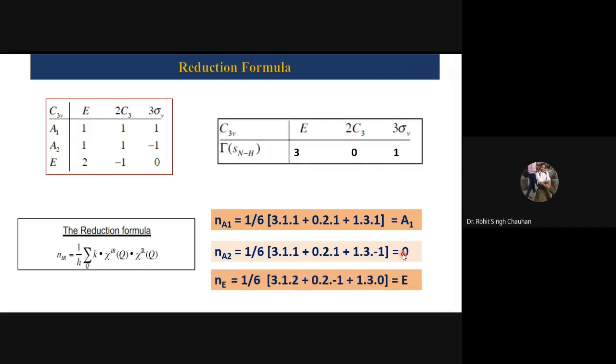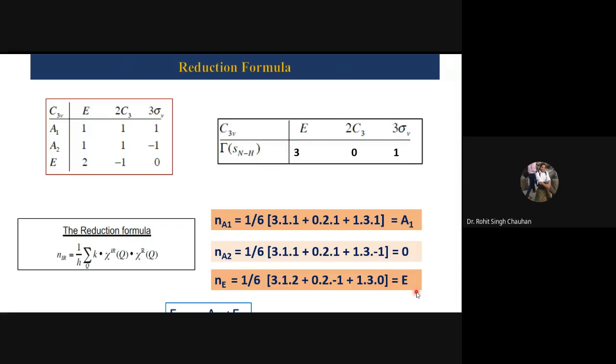Now for the last one, E: 1 2 3 plus 2 minus 1 0 plus 3 0 1. So these two subsets are going to be 0. So 3 1 2, 6 by 6, that is E. So I can say the irreducible representation for the NH bond will be A1 plus E. Always remember, this irreducible representation can be obtained only through the NH bond.